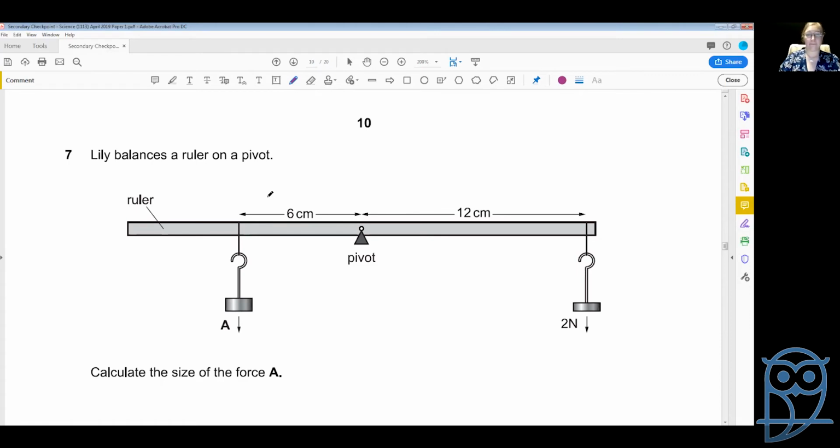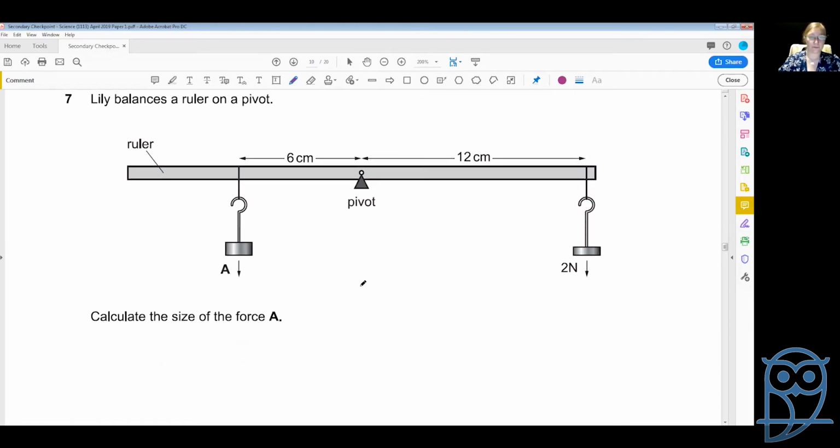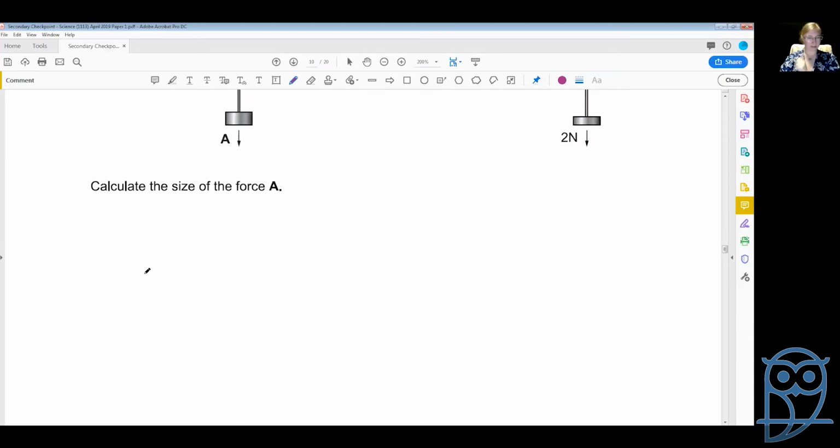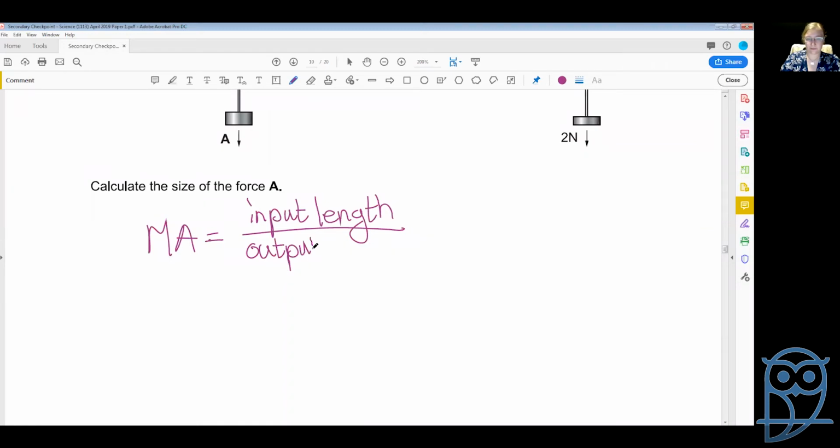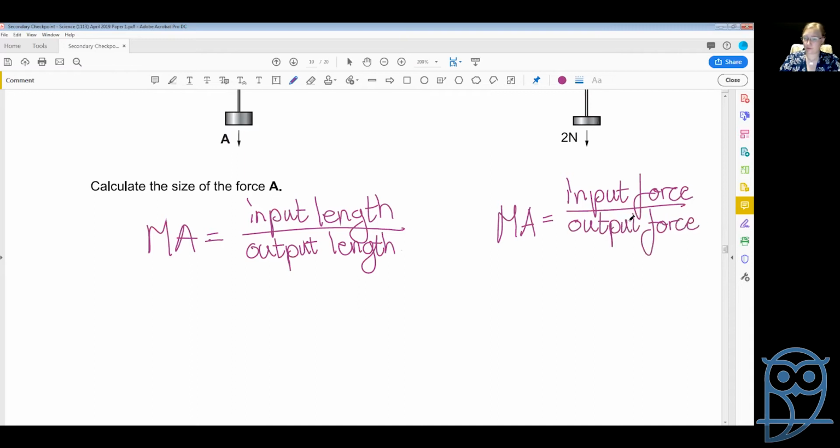Okay, so here we have mechanical advantage. So there are two ways of calculating mechanical advantage. And it is the input over the output. So we have the input length over the output length. Over here. And there's another formula for that, and that is the input force over the output force. Okay.